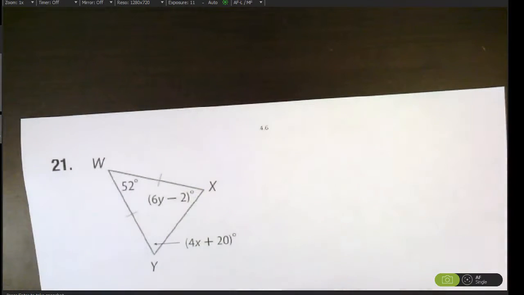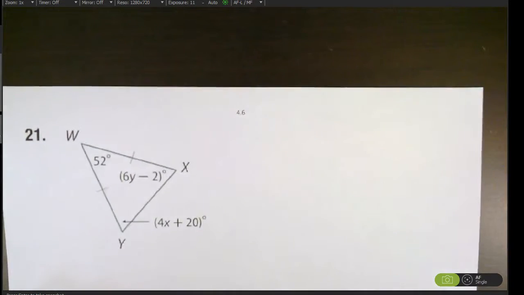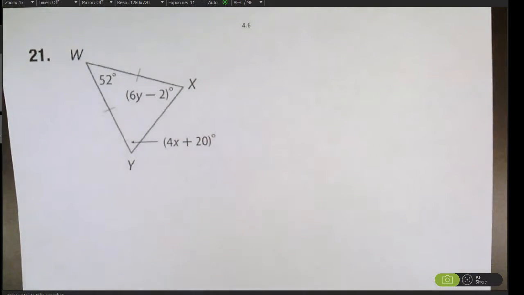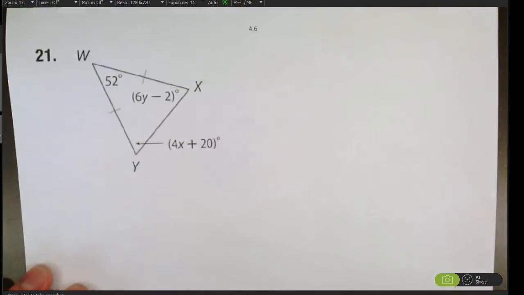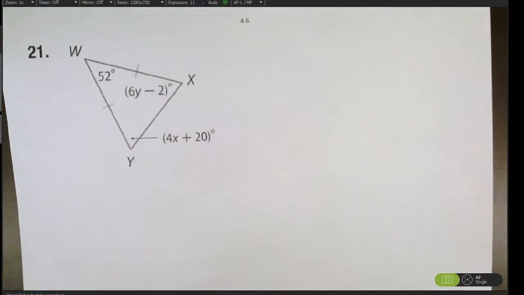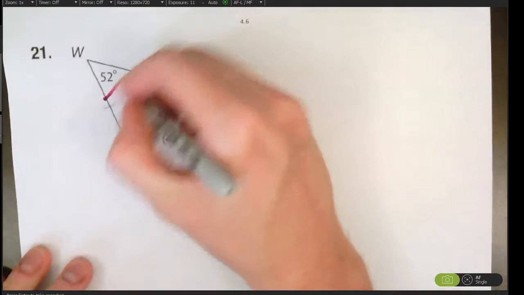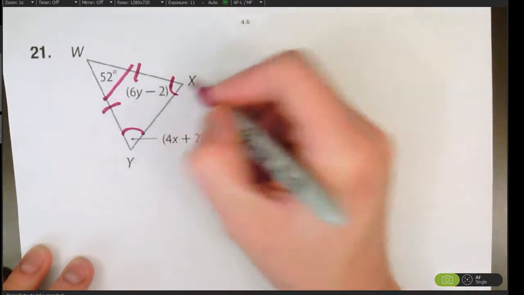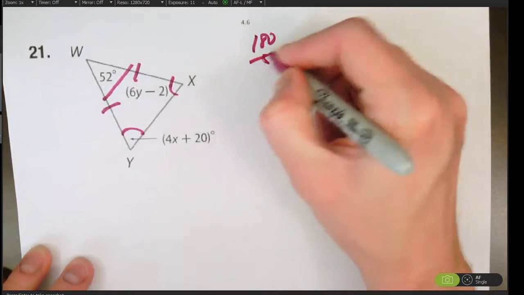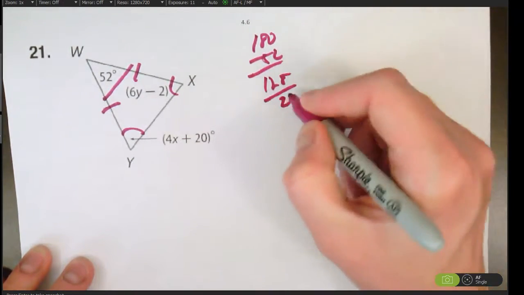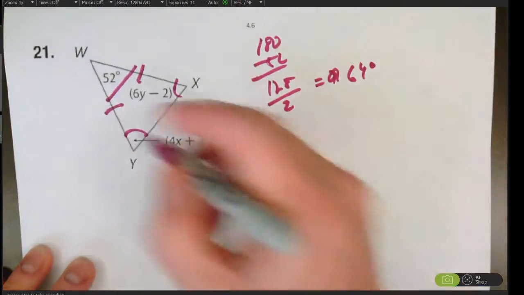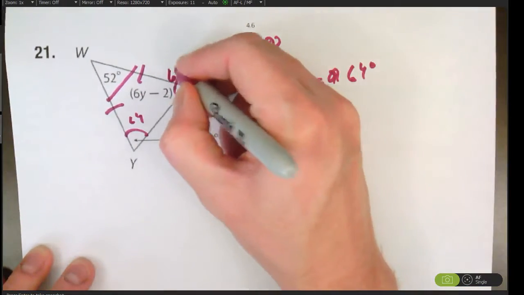Next problem. We have to solve for y and for x. Now, somebody might be tempted on this one to add up all the angles and say equals 180. The problem is you've got x and y in one equation. What we really have to do is go, oh, this is isosceles. The base angles are congruent. So 180 minus 52 is 128, divided by 2. That gives us 64 degrees. So y is 64, x is 64.